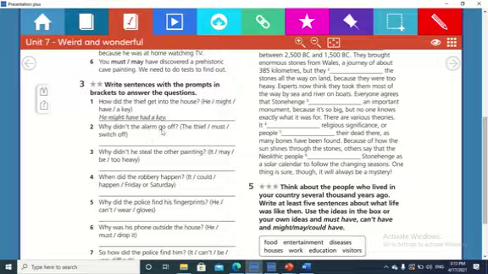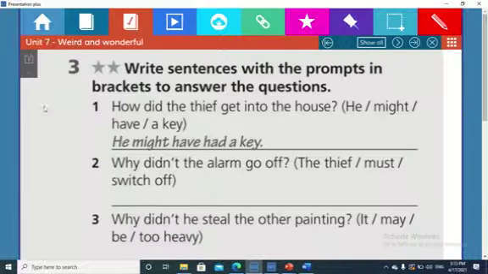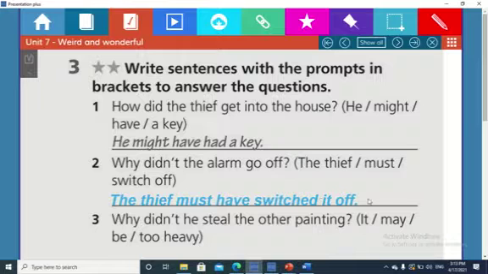Why didn't the alarm go off? The thief must have switched it off. So here's must have and past participle. You're quite certain. Of course, we just choose the modal that is given with a sentence.